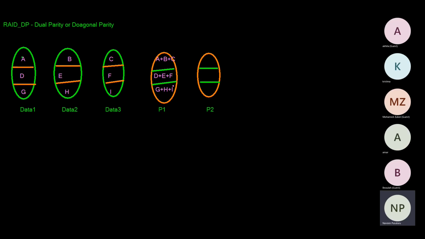G plus H plus I. Okay, this is how normal parity works. It will do the parallel calculations. It will write the data parallelly, A plus B plus C, like that.